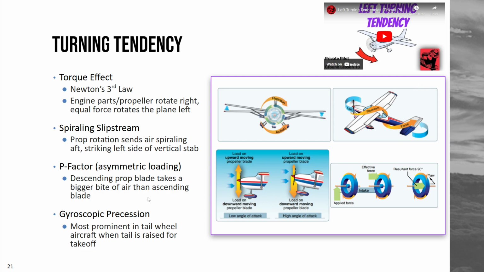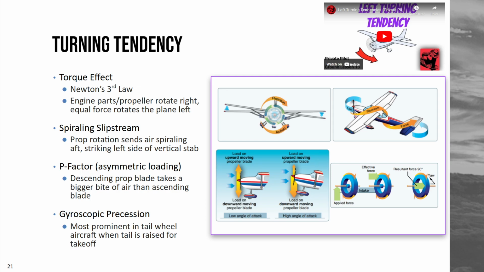P factor. Now this is a hard one for people to understand, and I'm going to do my best to explain it here. Our descending blade. So here's a picture right here. Our descending blade is, from the pilot's perspective, on the right side.